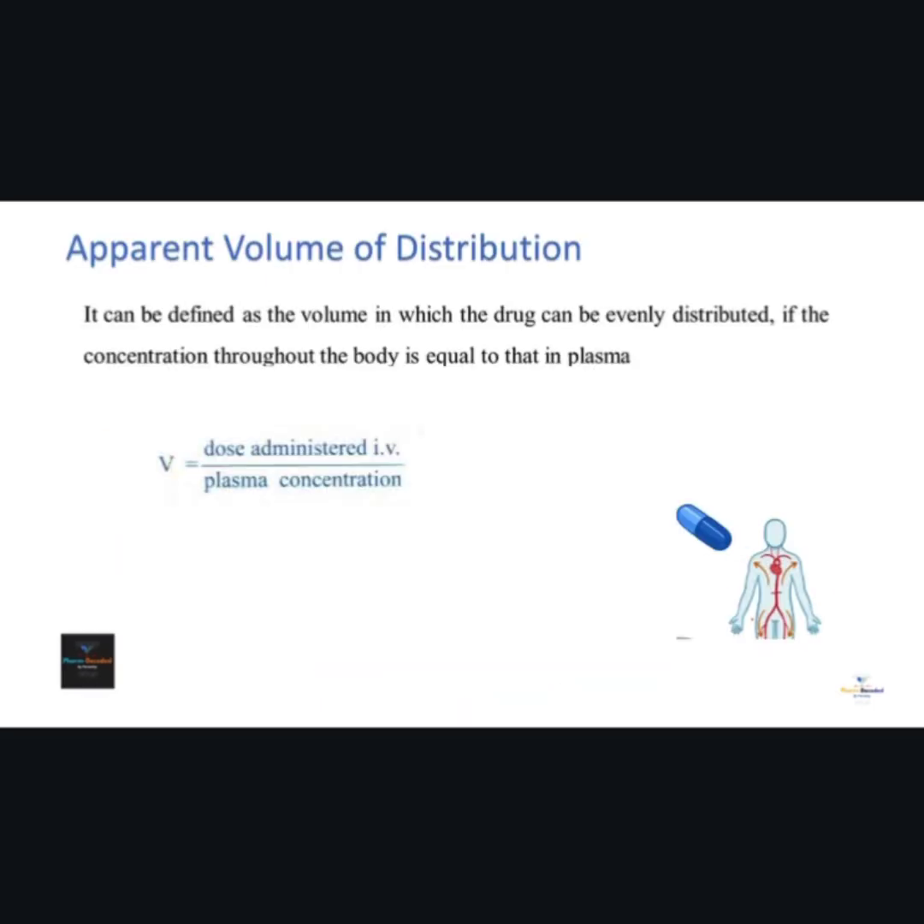concentration. So if we want to derive a mathematical formula to calculate volume of distribution, volume of distribution is equal to dose administered divided by plasma concentration, and it can be defined as the volume in which the drug is evenly distributed. The assumption is that the concentration of the drug in the plasma as well as in the different tissues are equal. So basically, the volume of distribution is the volume in which the administered drug is evenly distributed.